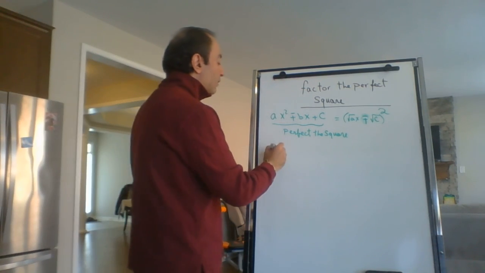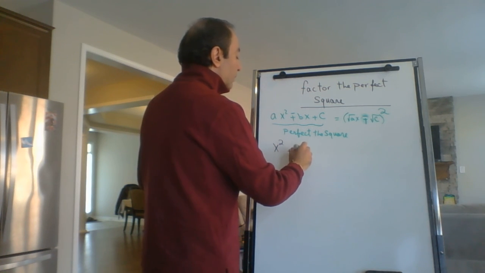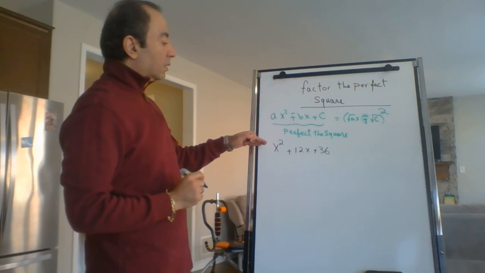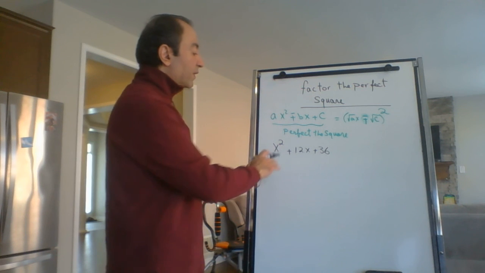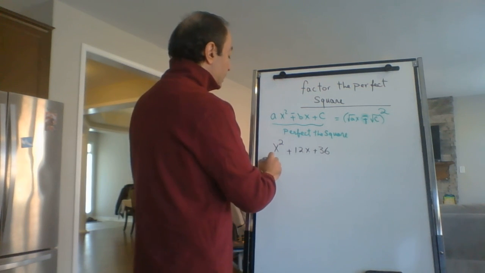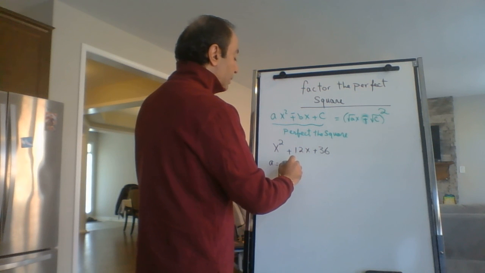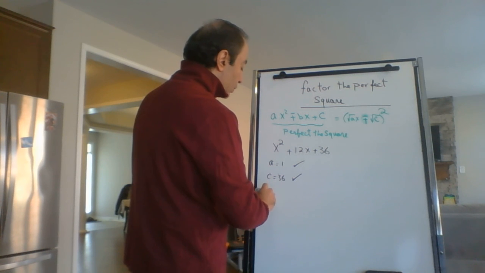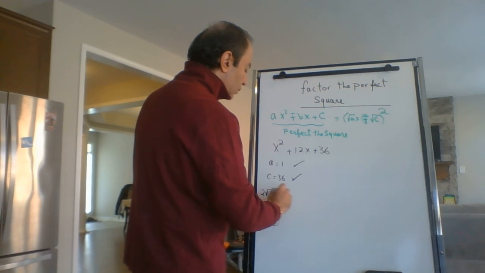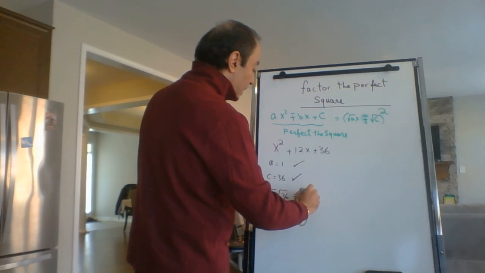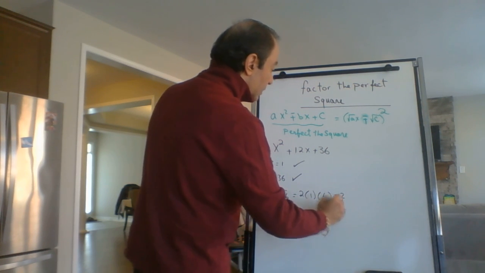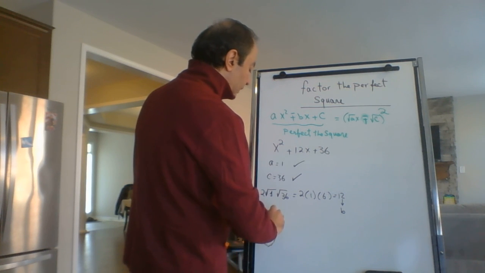Let's say I have x squared plus 12x plus 36. Now, the first step of any factoring is to look for common factors. Nothing is common. So a is 1. It's a perfect square, yes. C is 36. This is a perfect square, yes. Square root of a times square root of c times 2 will give us 2 times 1 times 6, which is 12. So that's equal to b. So yes, this is a perfect square.